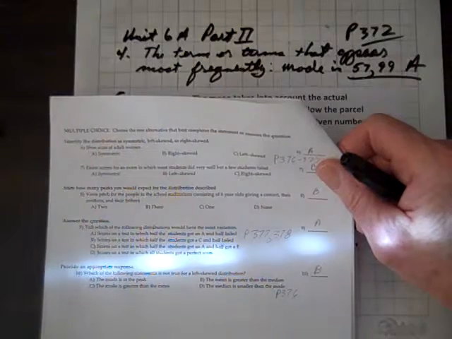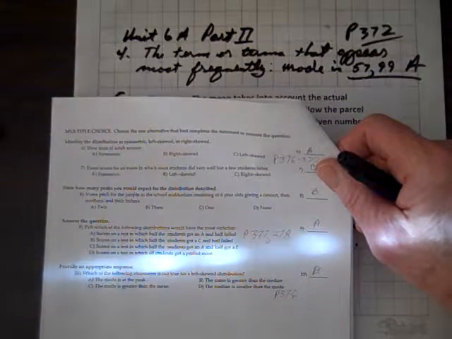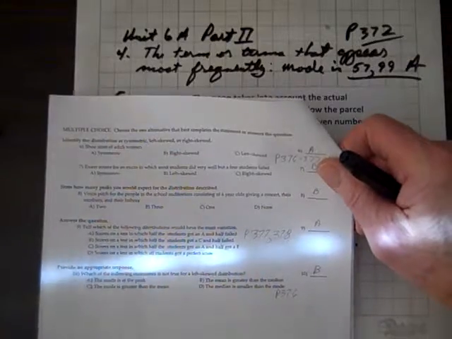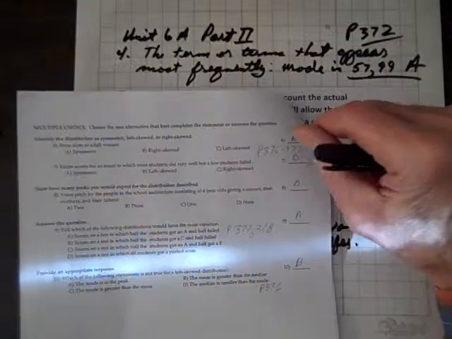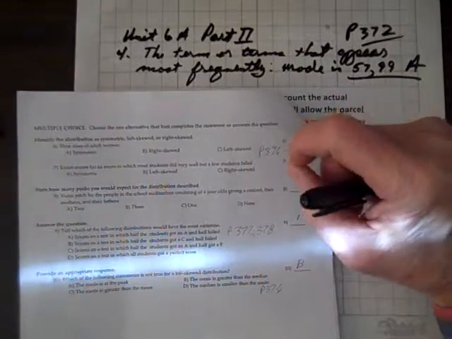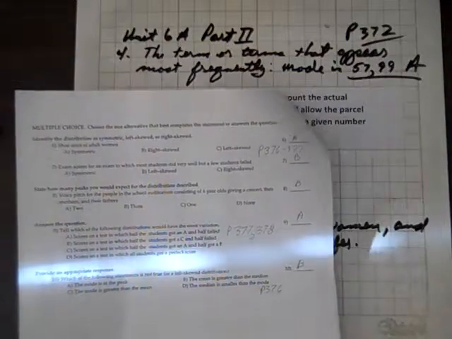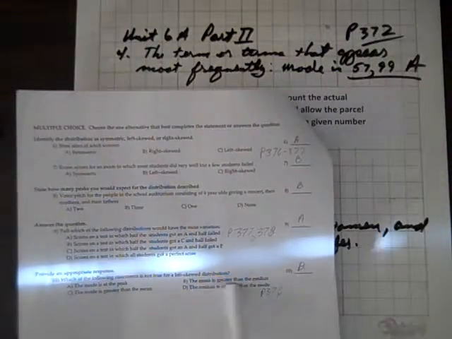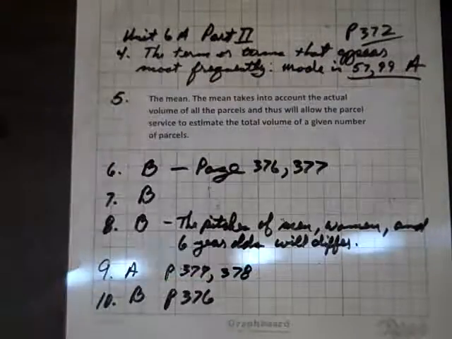Finally, for 10, which of the following statements is not true for a left-skewed distribution? For a left-skewed distribution, the mean is to the left of the median, which is to the left of the mode, and you'll see that on page 376. So B is not true. B says the mean is greater than the median, and that is not true. And we're done.